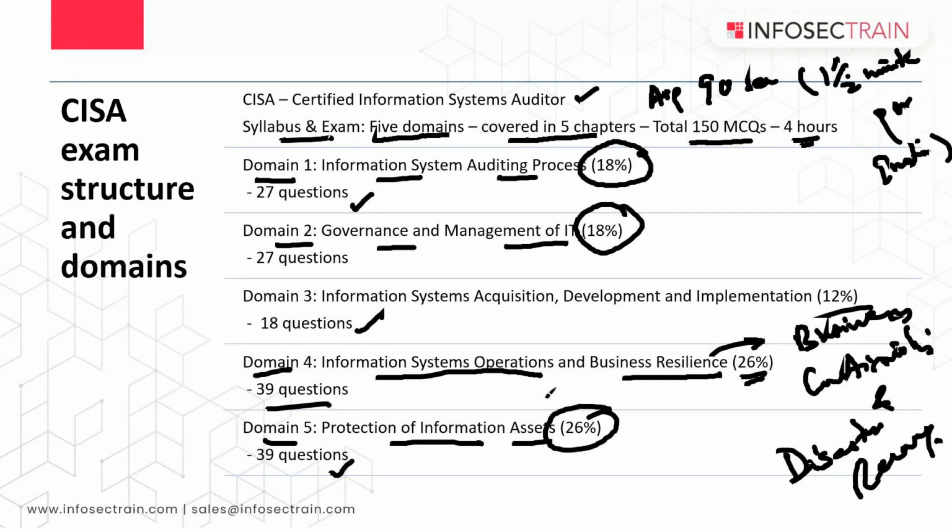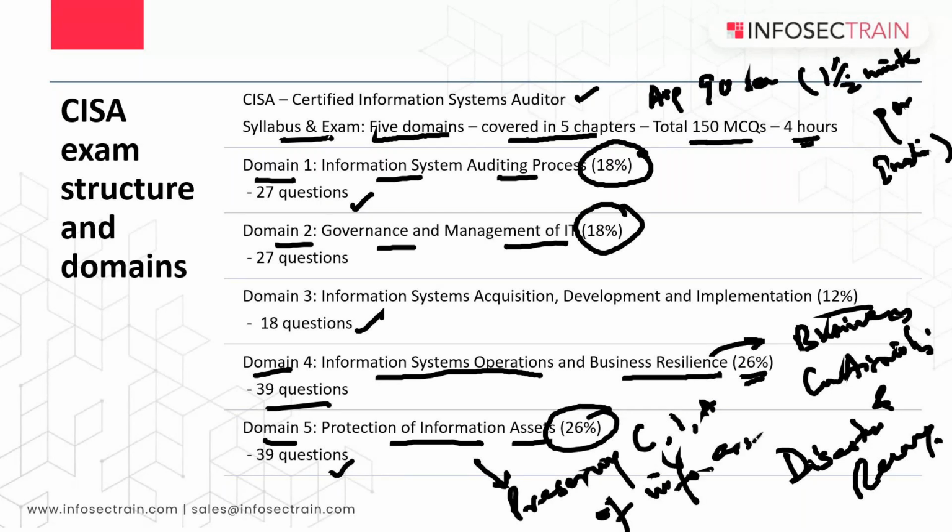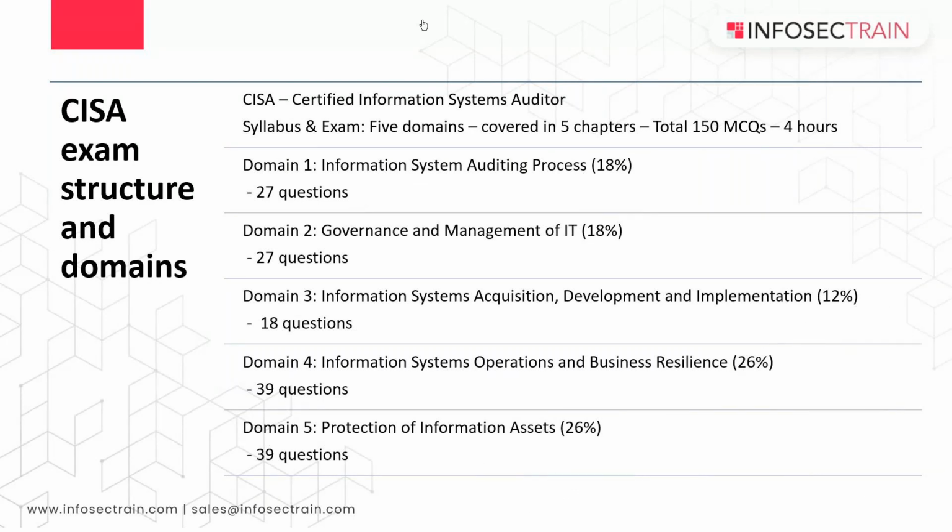So when we are looking at the protection of information assets, the focus is on preserving confidentiality, integrity, and availability of information assets. So basically information security. So now if you look at the distribution of the weightage, you will find that out of 150 questions, a big chunk is from these 2 domains, 78 questions, which is more than 50%.